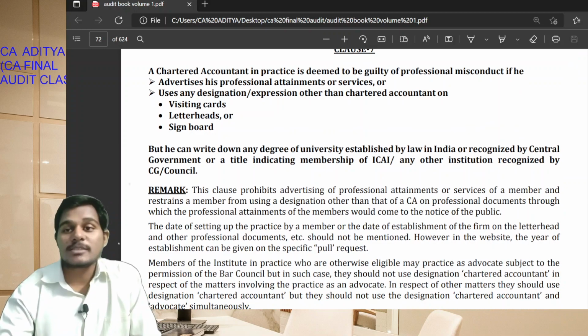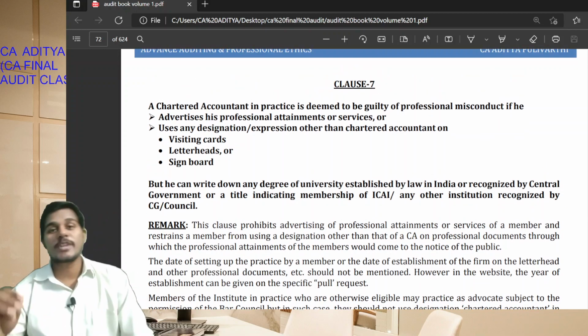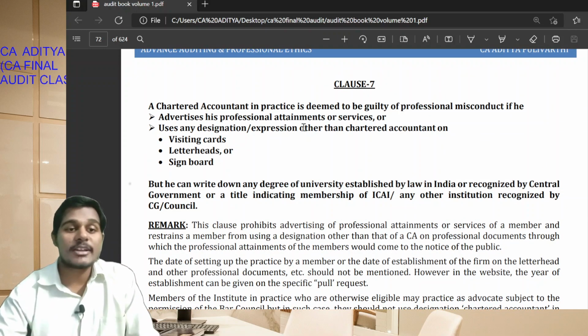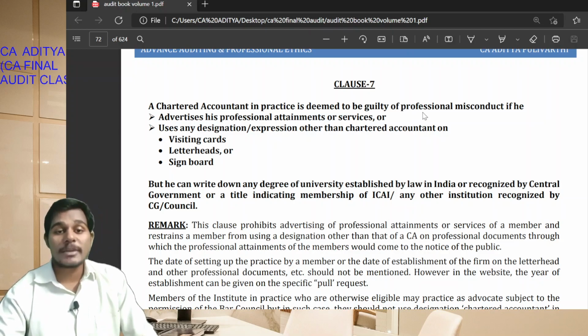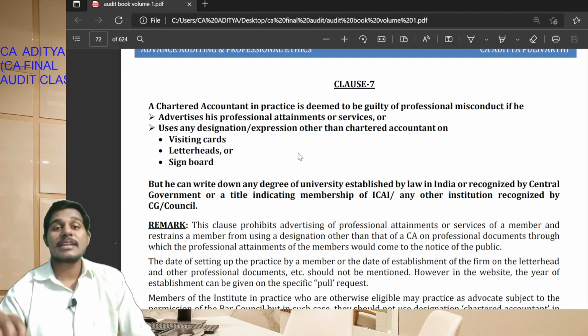See students, as per Clause 7 of Part 1 of the First Schedule to the Chartered Accountants Act, a chartered accountant in practice is deemed to be guilty of professional misconduct if he advertises his professional attainments or uses any designation other than chartered accountant on the visiting card, letterheads or signboards.